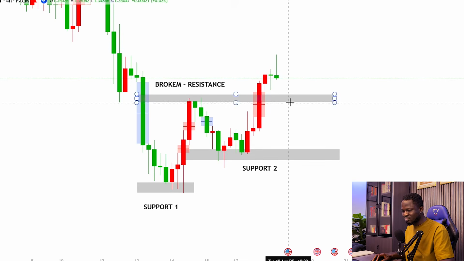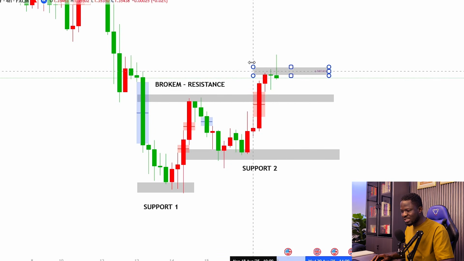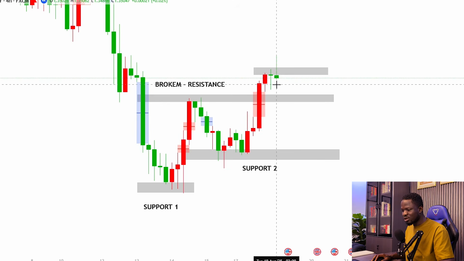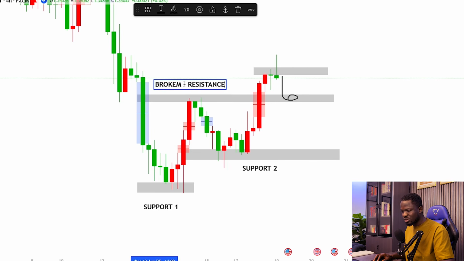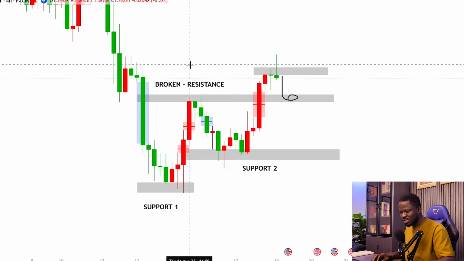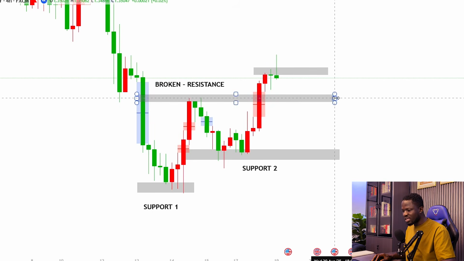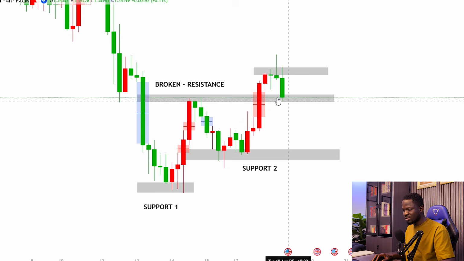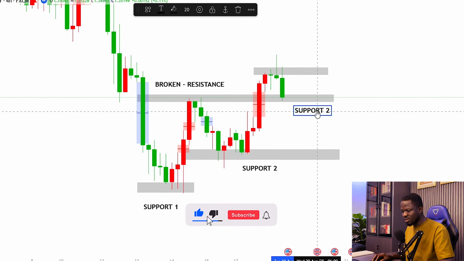As you can see, the price created a brand new resistance around this zone. You can see the price is about to retrace. So if the price retraces back to this zone, which was formerly broken resistance, right, now turned to support, we're going to name or label this zone as our new support 3. Now price just mitigated in the zone, retraced back to this zone. So we are going to name it support 3.